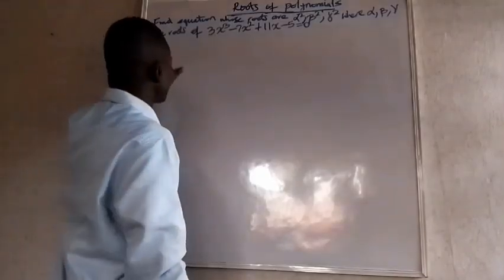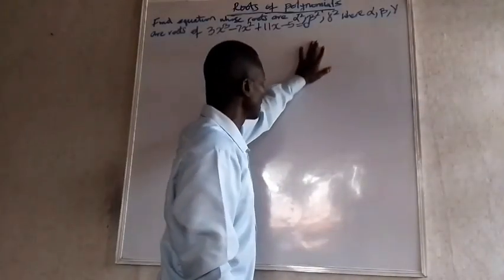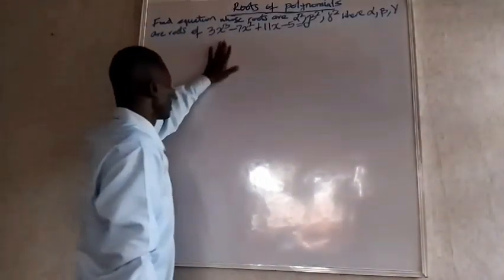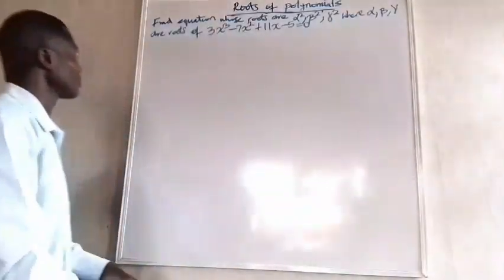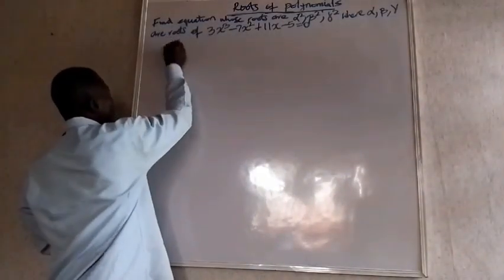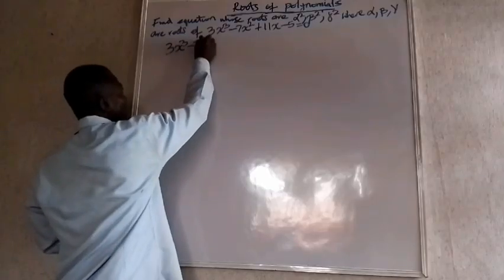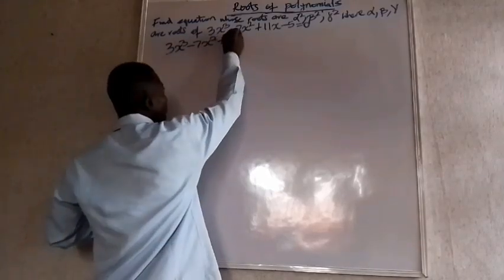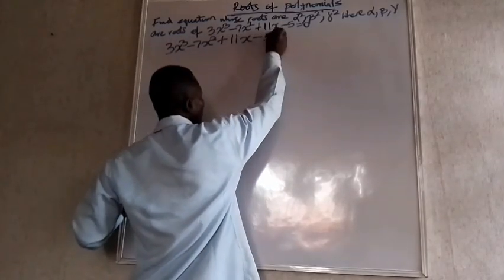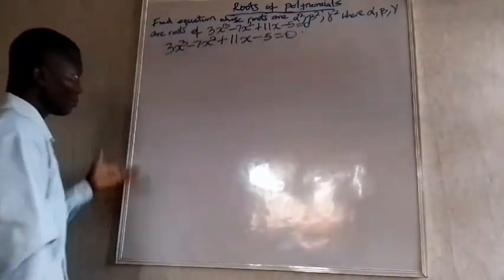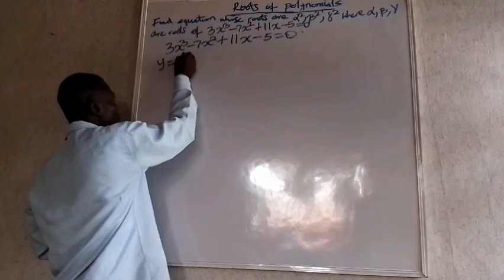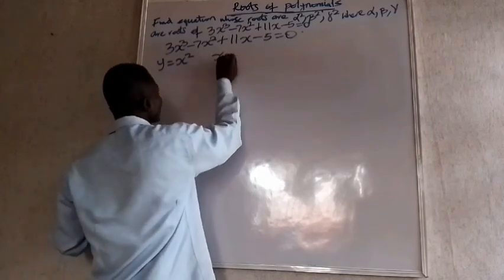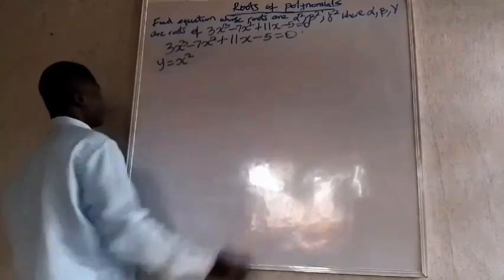Here we have: find the equation whose roots are alpha squared, beta squared, and gamma squared. We have alpha, beta, gamma as the roots of 3x cubed minus 7x squared plus 11x minus 5 equals 0. The equation is this. And we have said, for this kind of situation, the best way out is to use the substitution method. We say y equals x squared.